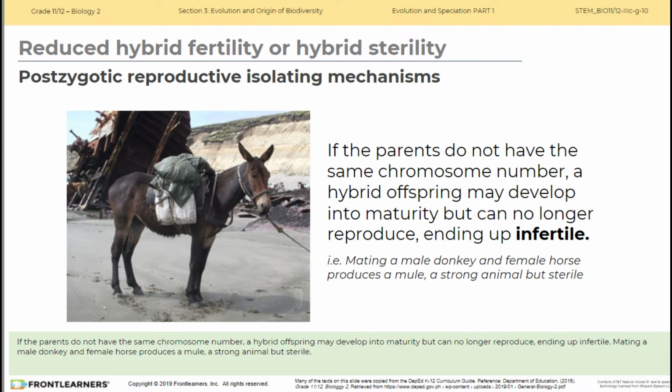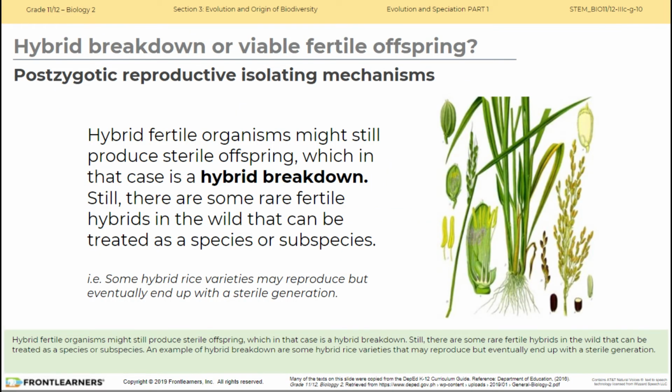So, dito naman, nakaproduce man sila ng successful man yung hybrid nila as offspring, but that kind of hybrid cannot reproduce another because it is infertile. So lastly, we have hybrid breakdown or viable fertile offspring. Hybrid fertile organisms might still produce sterile offspring, which in that case is a hybrid breakdown. Still, there are some rare fertile hybrids in the wild that can be treated as a species or subspecies.